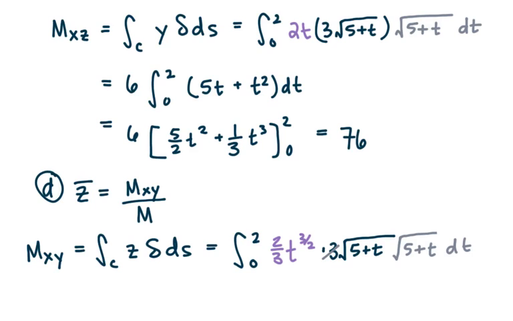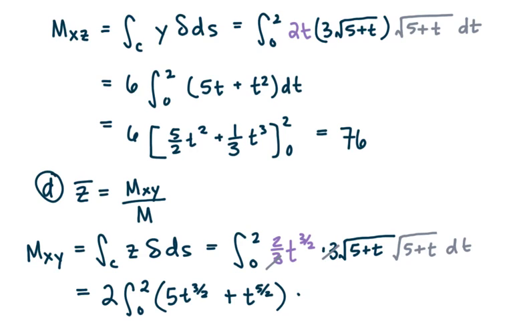So the 3's are going to cancel. I'm going to have a 2 in front. So this is 2 times the integral from 0 to 2, and I'm going to have 5 t to the 3 halves plus t to the 5 halves as my function. I'll integrate that using the power rule again. So that gives me 144 root 2 over 7.